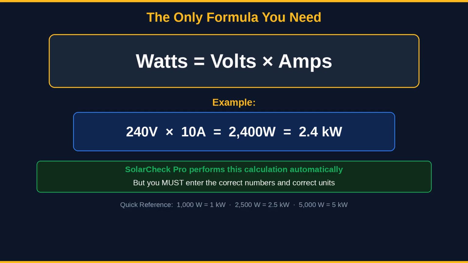Quick reference: 1000 watts equals 1 kilowatt. 2500 watts equals 2.5 kilowatts. 5000 watts equals 5 kilowatts.